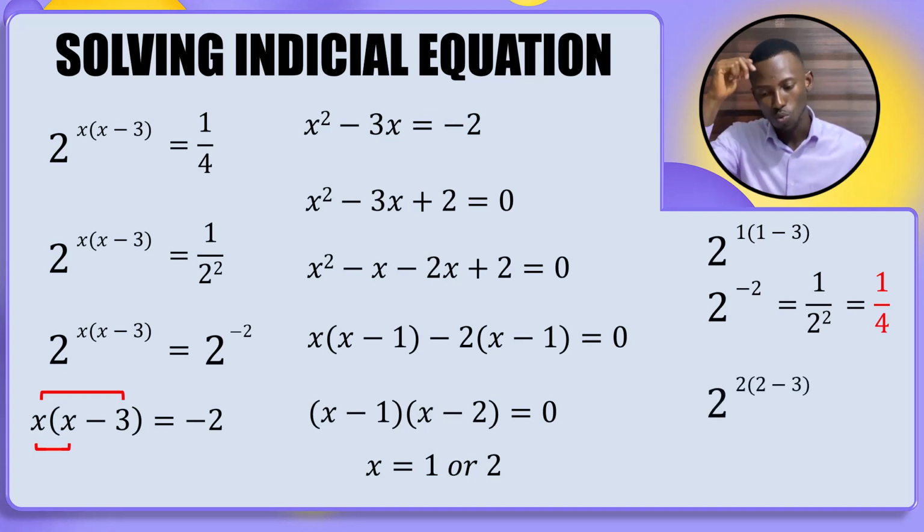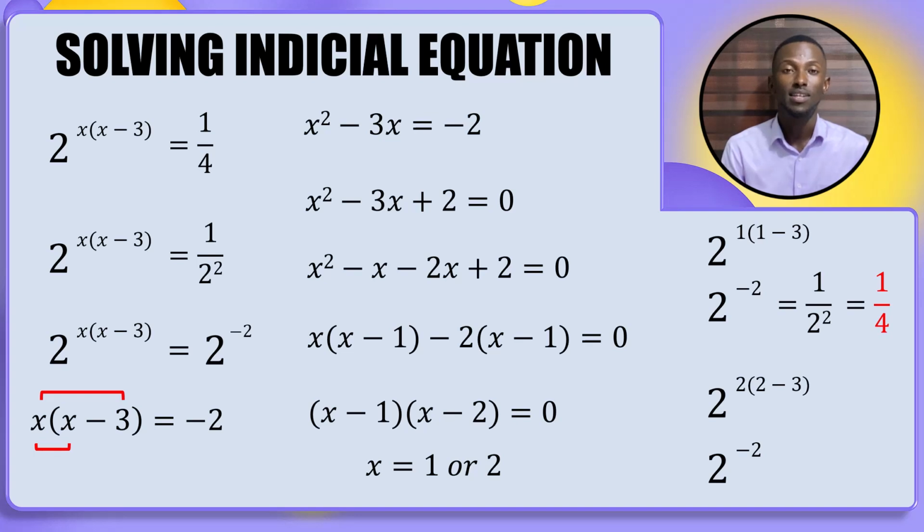So if x is 2, wherever we see x, we put 2 there. But let's show what is in the brackets. 2 minus 3. 2 minus 3 is negative 1. Negative 1 times 2 gives us negative 2. So now the next value will be 2 to the power negative 2, which equates to 1 over 2 to the power 2, which is equal to 1 over 4.